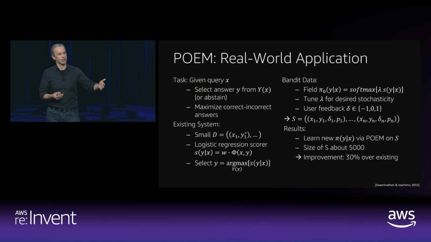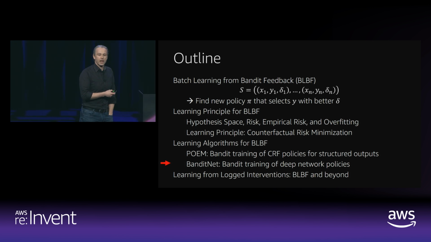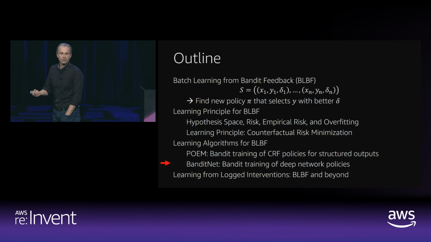And now we can iterate that, right? You can now field that policy, collect more data, retrain, and so on. So at that point, people typically ask, oh, can you also do deep learning with this? And the answer is yes. And really not that much changes, except for the optimization. So let me quickly talk also about BanditNet.